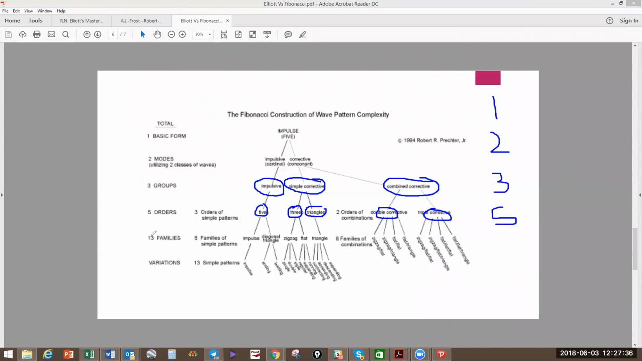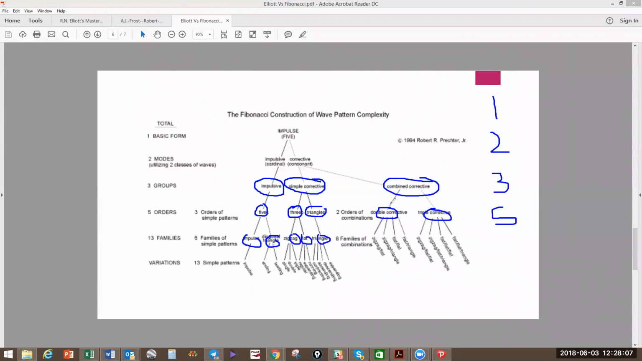Okay, let's carry on. We've got 13 families of patterns. The first one is an impulsive one. From the fives, remember we're splitting the impulse now. We've got the impulse and the diagonal. And the diagonal is also a motive wave. That's 1, 2. So from the split of the corrections, how many types of correction do we have? We know the threes. We've got the zigzag, the 3 variations of flat corrections, and the triangle. How many is this? 2, 3, 4, 5.